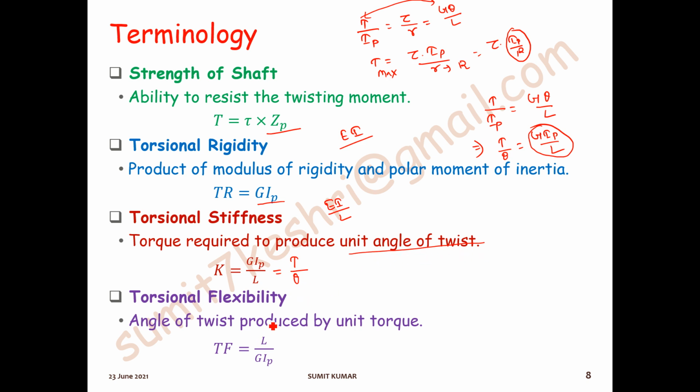Okay, so now the next term is torsional flexibility, which is defined as the angle of twist produced by unit torque. It is L by G Ip. Just reverse it.